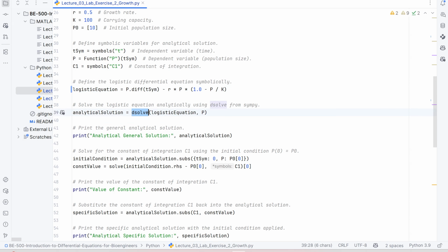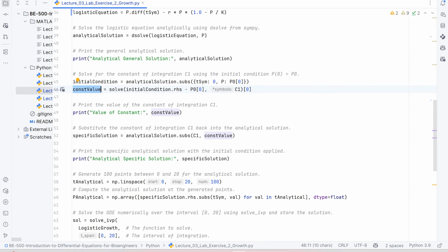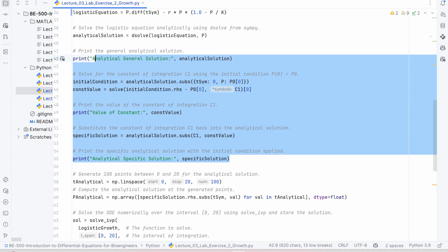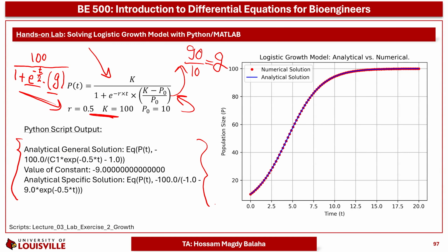We used again the dsolve function to get the general solution, substitute it, and use the solve function to get the constant value as we did in the first code. Again, after getting the constant value, we substituted back to replace the constant with that constant value to get the specific solution. Now we have the general solution, constant, and specific solution. And now we can compare this with what we retrieved.